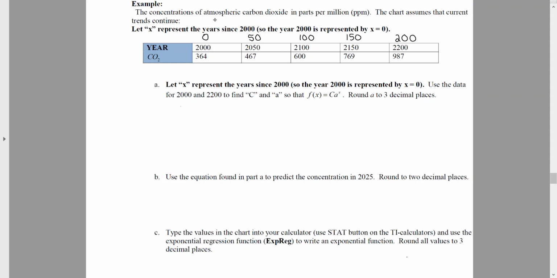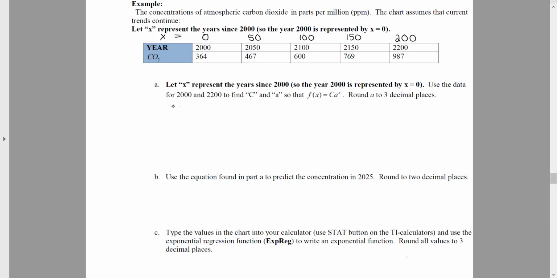So for this one, the concentration of atmospheric carbon dioxide in parts per million. At first we're going to write it up algebraically by using the 2 points, the one at the very beginning at x equals 0 and 364, versus we're looking at the year 2200, which is going to be x equals 200, y equals 987. And those are the only 2 points that we're going to focus on right now to write our equation.